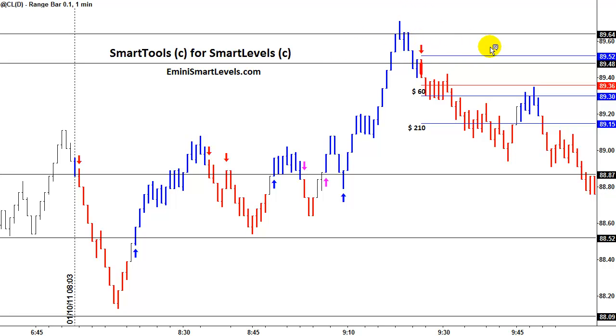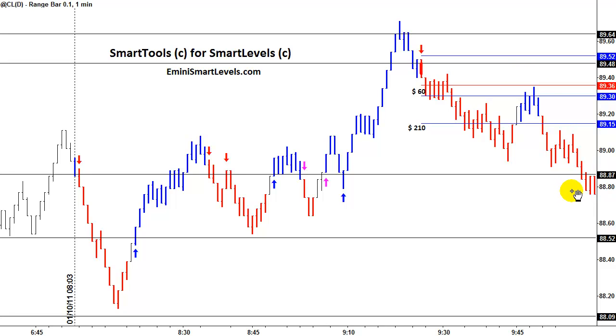The short setup straddled the daily level at 89.48, went down and almost reached this daily level at 88.87 before pulling back. These blue bars here are not validated by the SmartLevels. The market continued lower and eventually reached the 88.87 level.